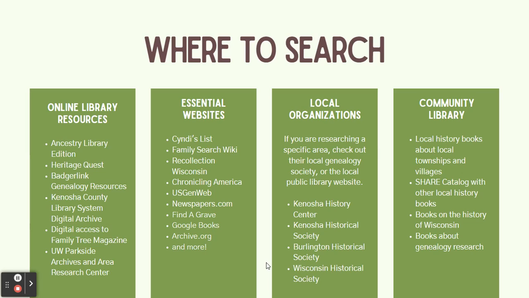There's also local organizations you can use as a resource. If you are focusing in on a certain county or town, it can be good to use the local genealogy society or even the local public library website. Most library websites will have a genealogy page, which has all the information about where to find resources about local history. Some local examples here: we have the Kenosha History Center, Kenosha Historical Society, Burlington Historical Society, and Wisconsin Historical Society. They all have websites which have great resources on them.